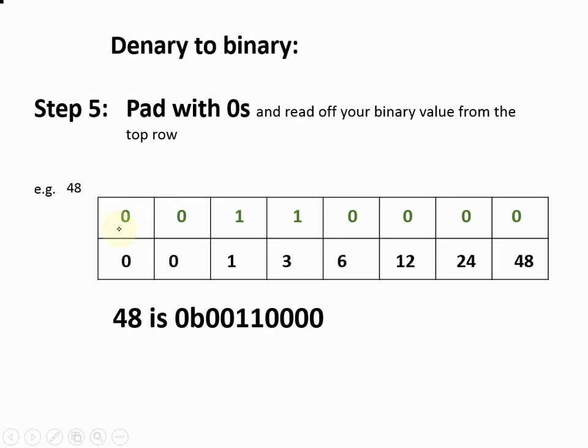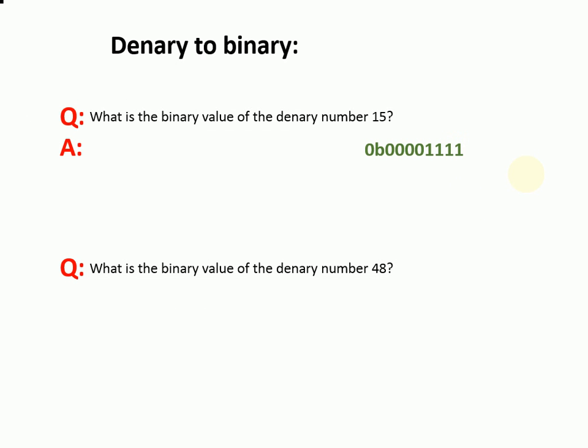So, to get your binary representation, you just read off the top row of your table. So the denary number 48 in binary is 110000. So to answer our question, the denary number 48 is 110000 in binary.